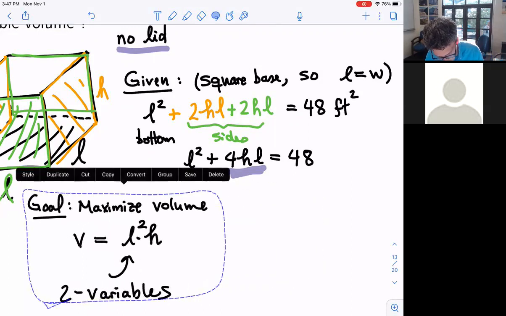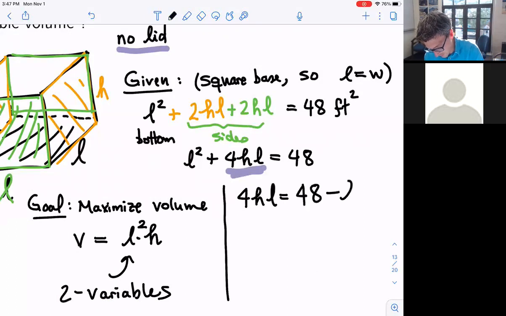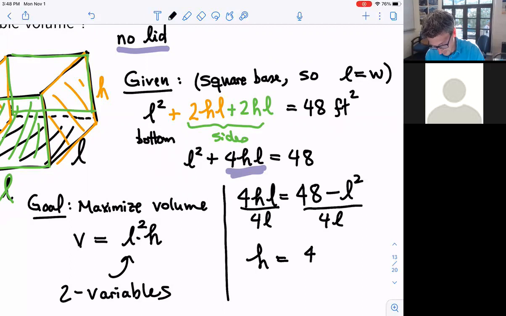Again, now would be a great time to pause the video and see if you can solve for H yourself, because I'm going to do it in 3, 2, 1. I'm going to get 4HL equals 48 minus L squared and get the term with H by itself. And then I'm going to divide both sides by 4L. So all that's left here is H. And now I'm going to get H equals 48 minus L squared over 4L.